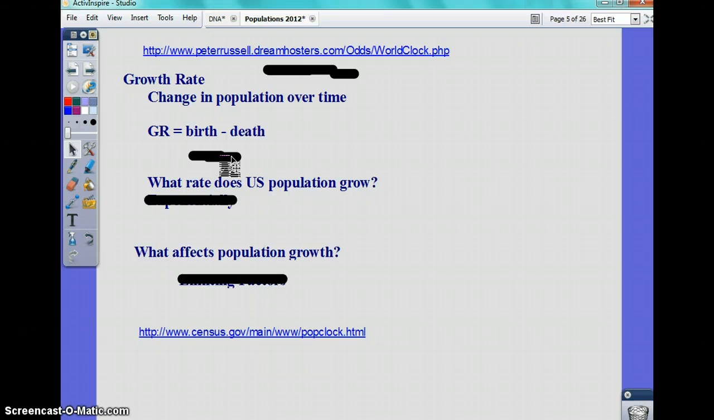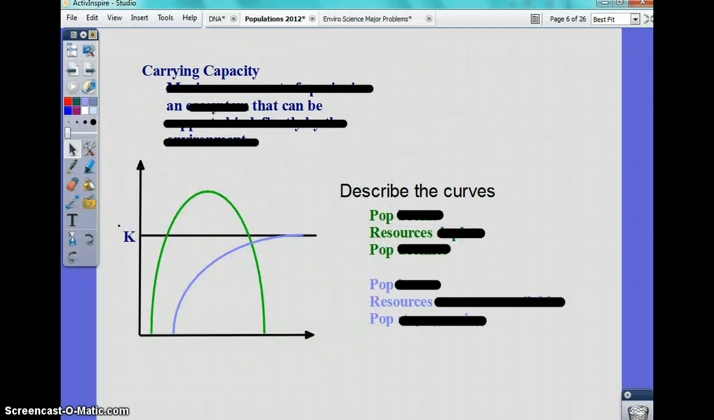Does anybody know at what rate the U.S. population is growing? A fast one. What's a good mathematical name for fast? Rapid. What else? Quick. Even quicker, so quick that it doubles each time. What's that called? Exponentially. Good. We're growing exponentially. And then, when we look at how to calculate, there are factors that affect growth, and we're going to talk about all that during this chapter.